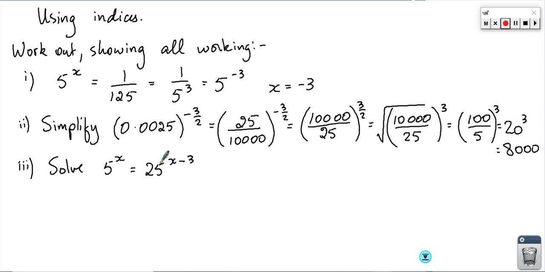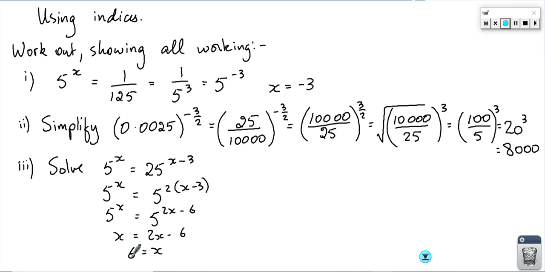I can notice that 25 can be easily written with a base of 5. So I have 5 to the power of x is 5 squared to the power of x minus 3. But we know that power of a power means I have to multiply the powers. So this is 5 to the power of x is equal to 5 to the power of 2x minus 6. Now, since I have the same base, that means that the powers are equal. So x is equal to 2x minus 6. That's now an equation. Rearranging that equation, I get x is equal to 6. So I have solved and found the value of x.